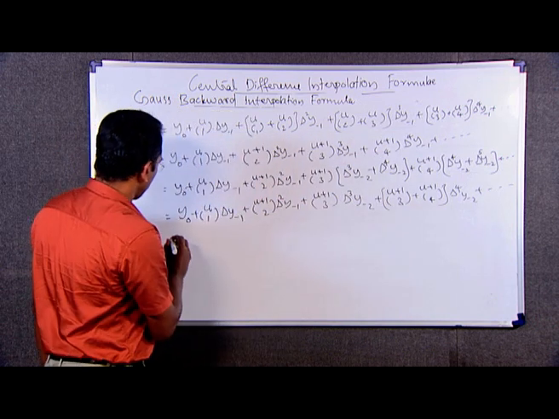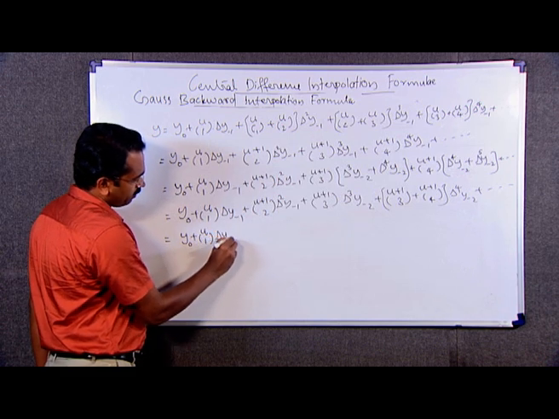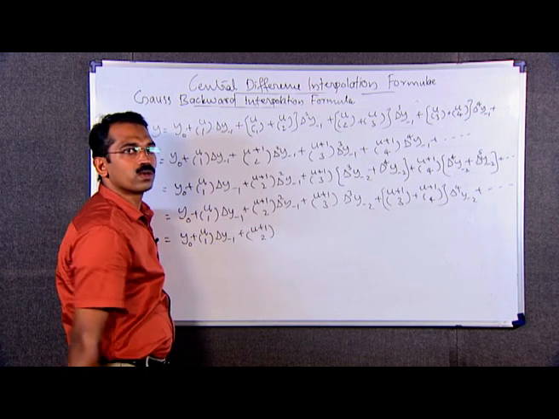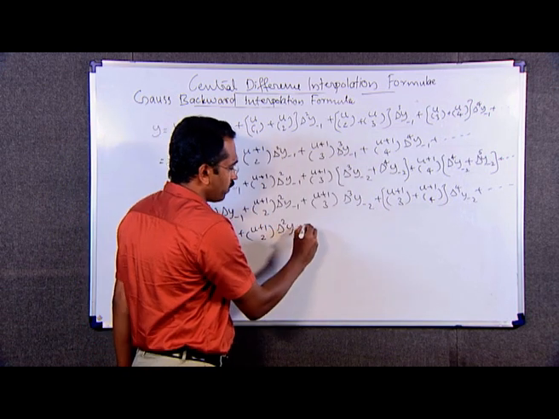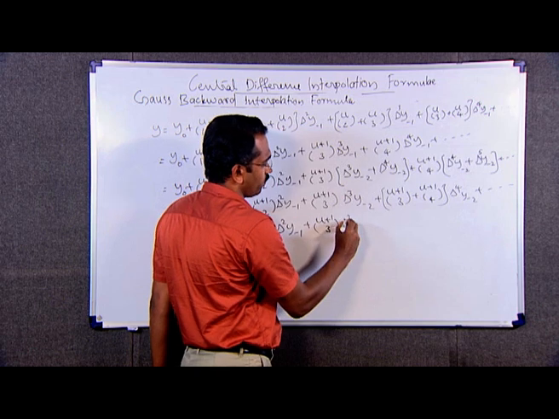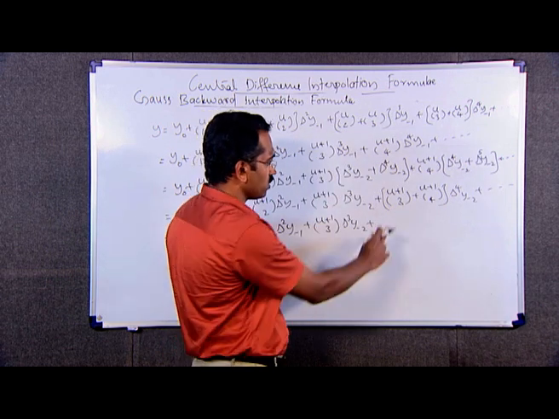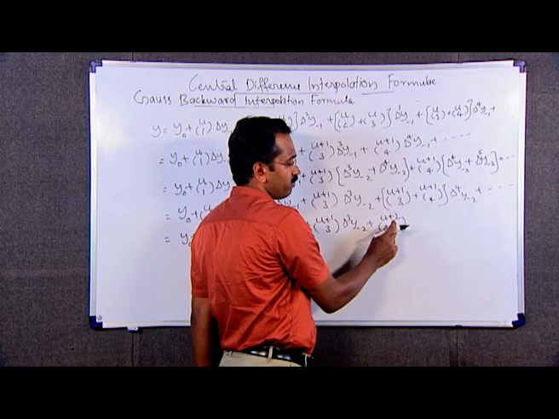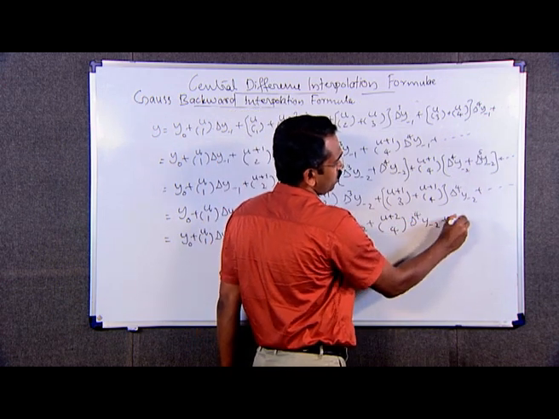This is equal to y naught plus UC1 into delta y minus 1 plus U plus 1 C2 into delta square y minus 1 plus U plus 1 C3 into delta cube y minus 2 plus, this sum can be written as U plus 2 C4. U plus 1 C3 plus U plus 1 C4 means U plus 2 C4 into delta raised to 4 y minus 2, plus etc.